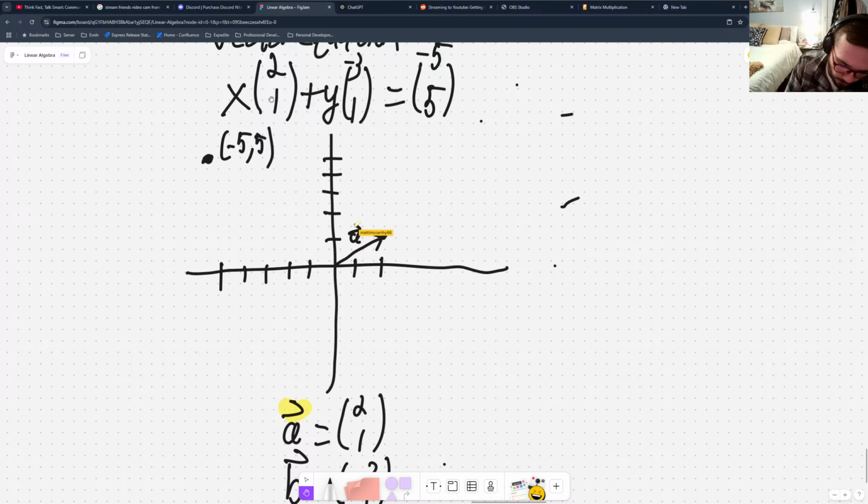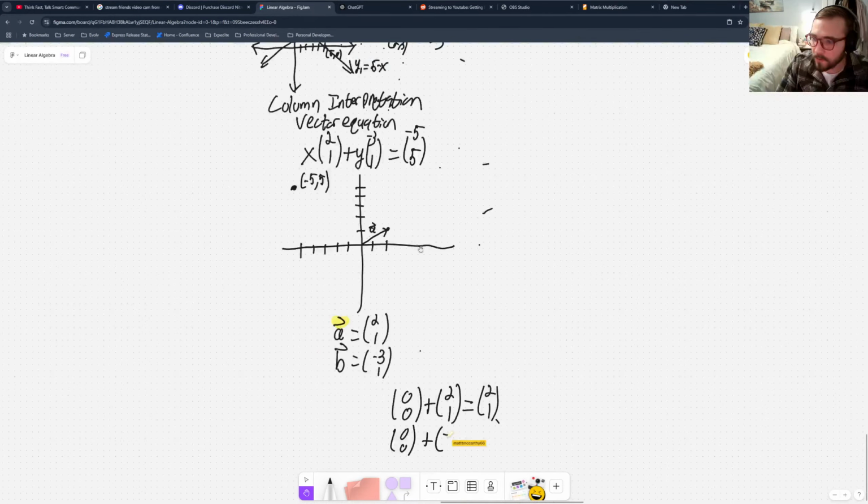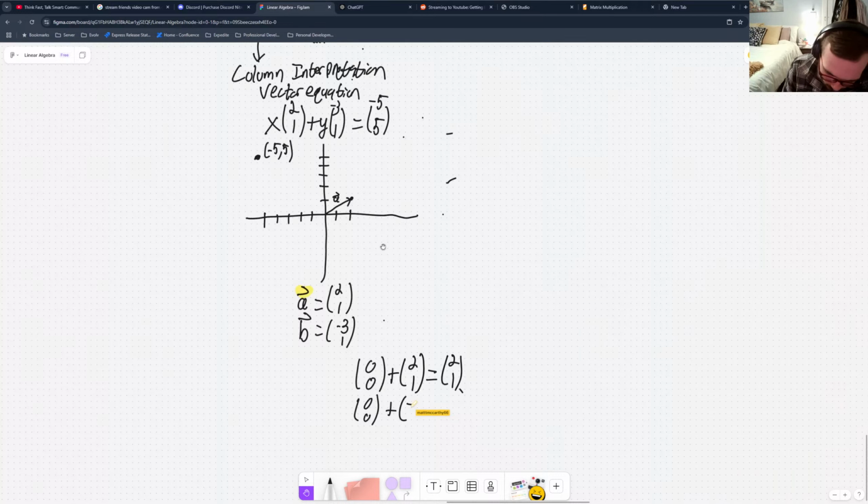And this is A. And then if we did the same thing with B, we could go from 0, 0 and then add -3. Let me zoom out a little bit here. We could add -3, 1, and we would end up at -3, 1. So that would be 1, 2, 3, 1. And then this would be B.